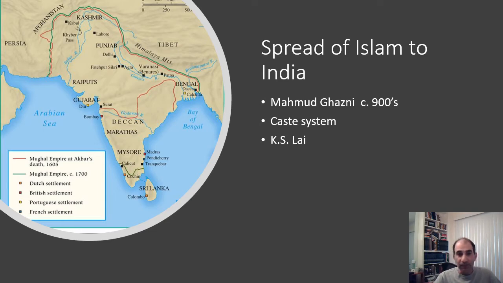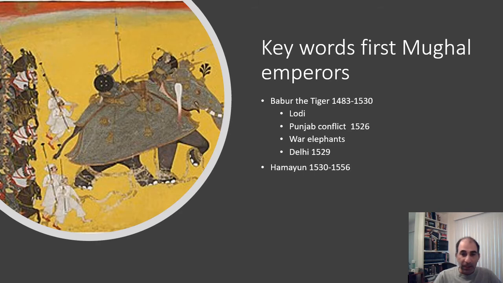So around 900s, the Islamic faith begins to move into India. Now, in terms of the Mughal emperors, the first major Mughal leader of India is a man named Babur the Tiger. And you can see his dates there. These are the key words. And he is the one responsible for moving mainly into the northern part of India, around this area of Punjab.